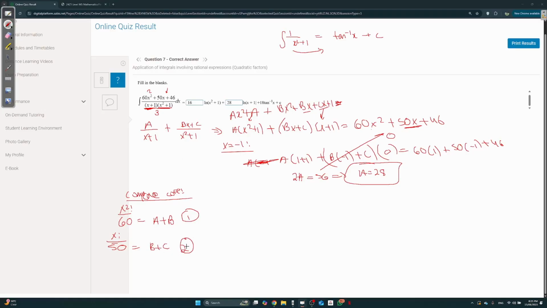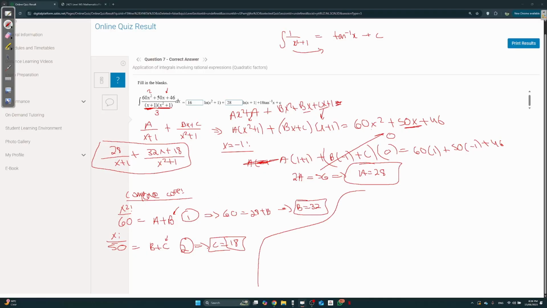Now you can go to the constant term, but I found everything I need. Since I already know what a is, I can find b, and then since I would have found b, I can find c. So let's first find b. 60 is equal to 28 plus b, since we found a already. So b is equal to 32. And then, since b is 32, c is equal to 18. So our new partial fraction will be a, which is 28 over x plus 1, plus bx plus c, so 32x plus 18, over x squared plus 1. So this is our new partial fraction.